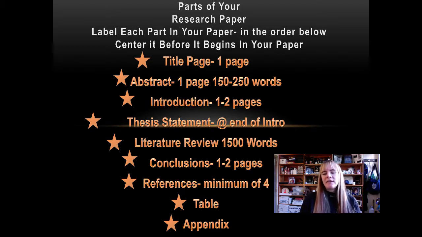All right, title page. That is on one page. Your abstract is on the second page on its own page. That's 150 to 250 words. Then you have the introduction, which starts the third page of your paper, and that is 1 to 2 pages minimum, and at the end of your introduction is your thesis statement. Then you have the literature review, which is the main bulk of your paper. That's a minimum of 1,500 words. And then you have your conclusions, which is 1 to 2 pages, your references, which you have to have a minimum of 4, and then you have a table and an appendix. All right, let's go into each one of those a little bit more in depth.